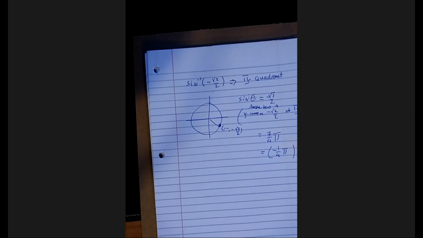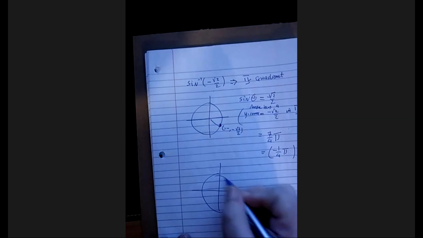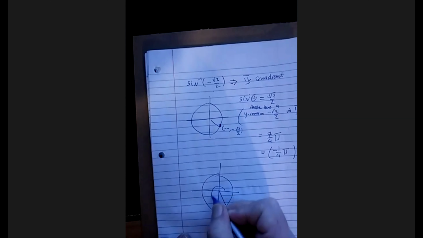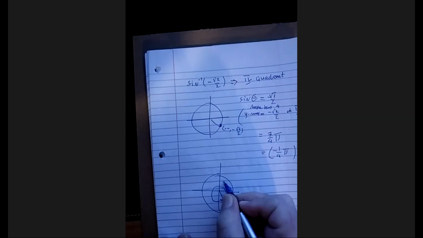7/4 pi is also the same thing as negative 1/4 pi, isn't it? Yes, it is. How is that? Well, let's look at it. If you go all the way around the normal, usual way, which is 7/4 pi, couldn't you move backwards only 1/4 pi and get to the same place?